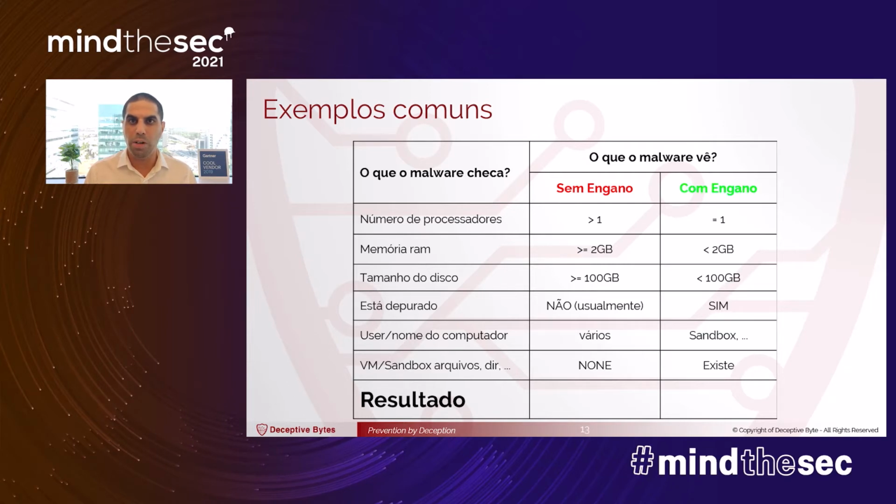In a deception environment, the machine looks like it has only one CPU, less than 2 GB of memory, less than 100 GB of disk space, and different VM and sandbox indicators. So if a malware sees a regular machine, it will attack it. But if it sees a deception environment, it will evade it.